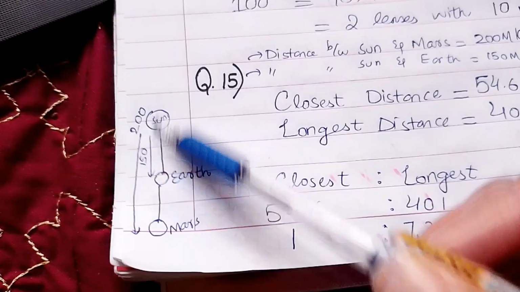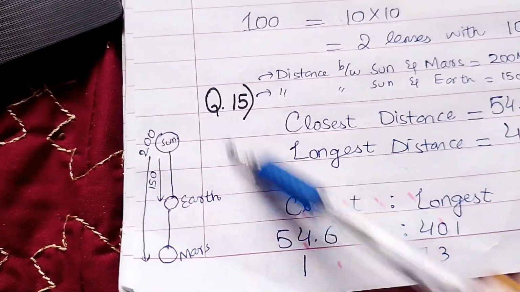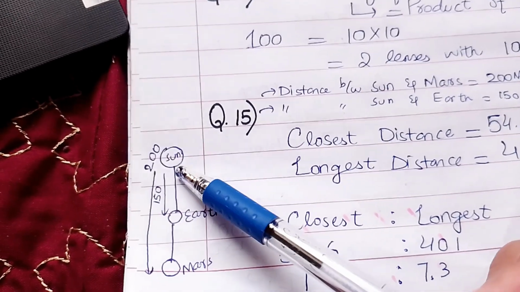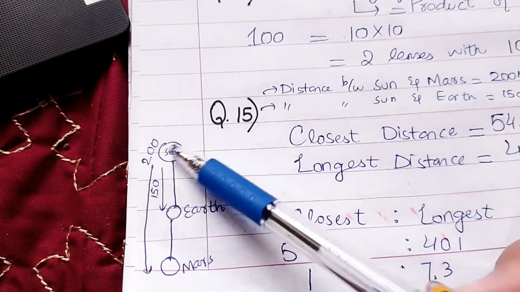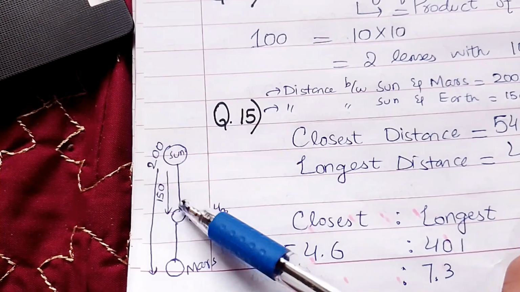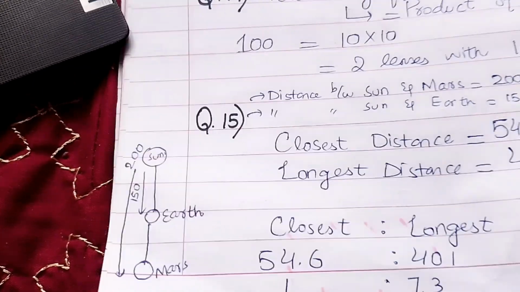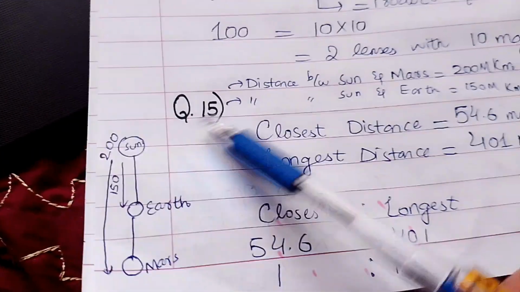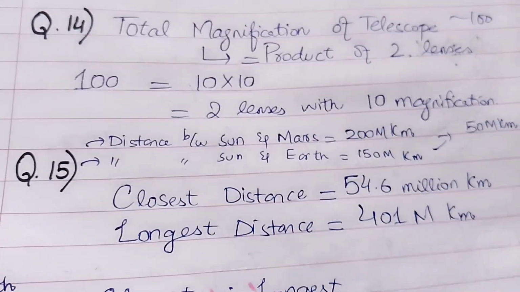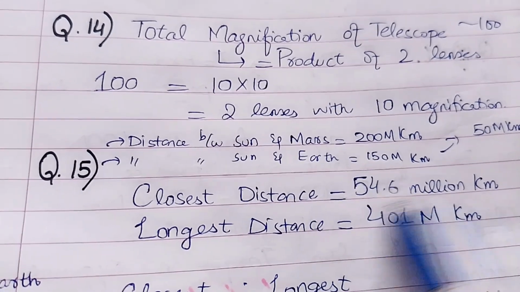And still, if we see the distance from Earth to Mars from the statement given in the question, they say that from the Sun to the Earth there is a distance of 150 million kilometers, and from the Sun to Mars there is a distance of 200 million kilometers. So we can derive the value from here also, which means the distance from Earth to Mars will be 50 million kilometers. So the closest distance will be 50 or 54 million kilometers, and the longest distance is 401 million kilometers.